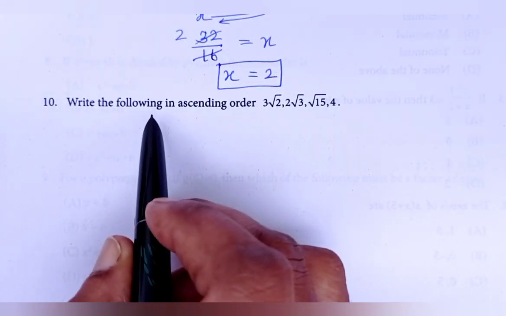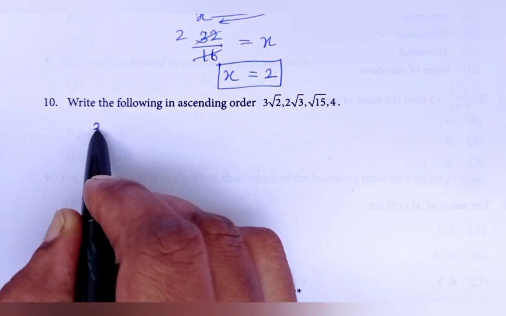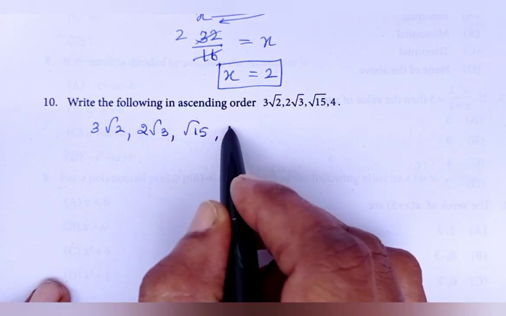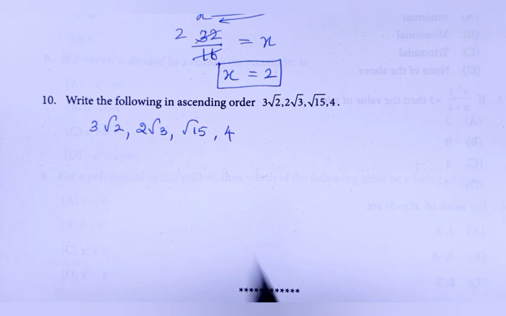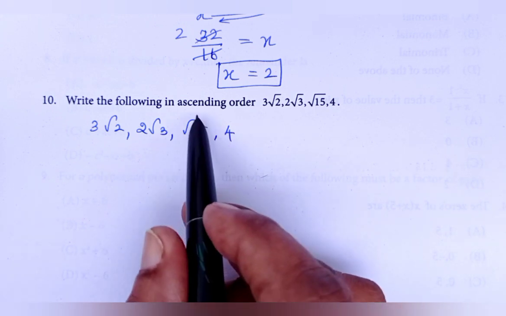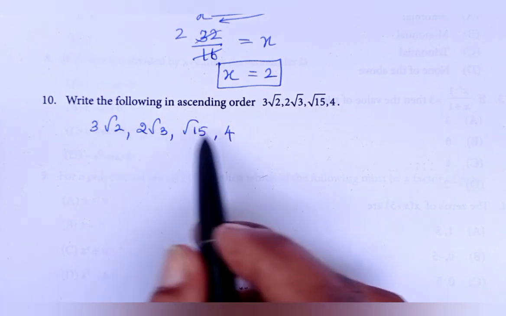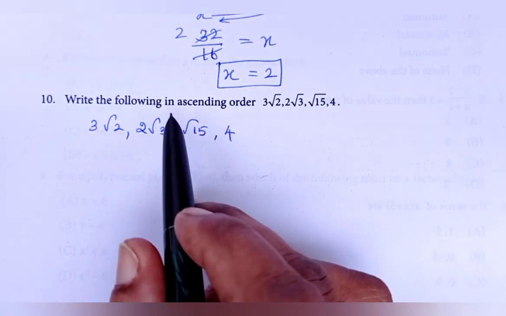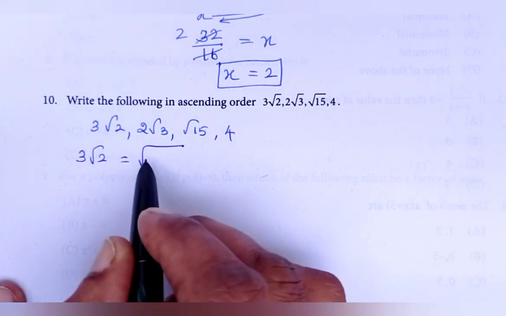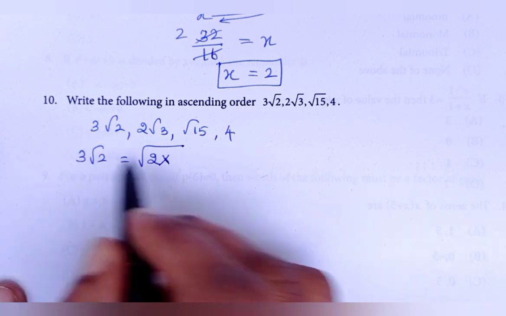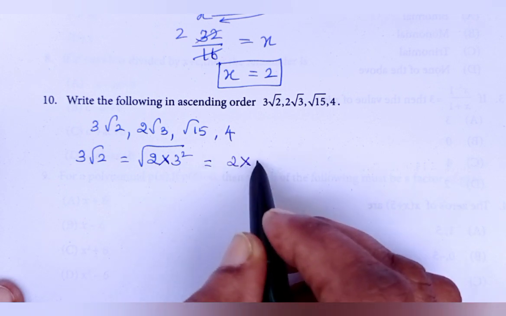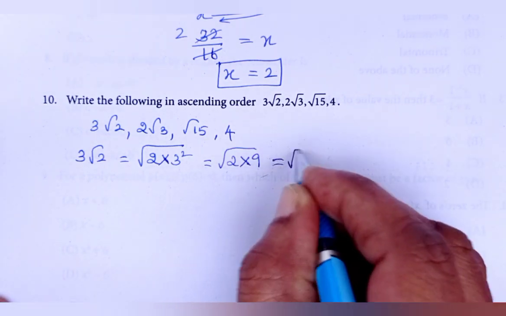Last question, 10th. Write the following in ascending order. This is 3 root 2, 2 root 3, root 15 and 4. Easy way of arranging in ascending order is, முதல்ல we have to convert all the numbers into a single form. பாருங்க இந்த மாதிரி root 15 இருக்கே, அதே மாதிரி இதையும் ரூட்டா மாற்றணும்னா it will be easy for us to arrange in ascending order. For that, first 3 root 2 can be written as root of 2 into 3 square, உள்ள கொண்டு வந்தா 3 square அப்படின்னு கொண்டு வரணும். Okay, so 2 into 9, it is 18. So we will get root 18.